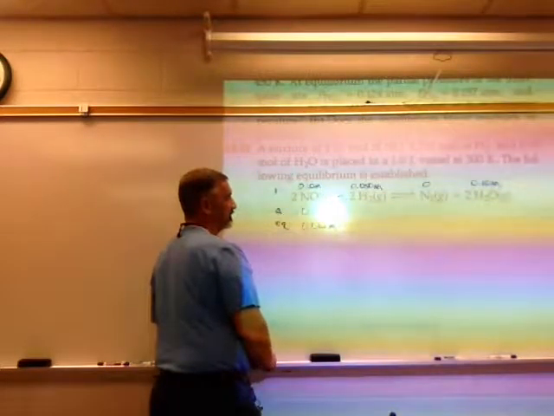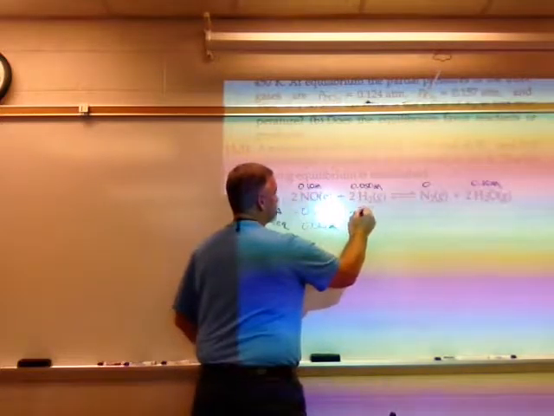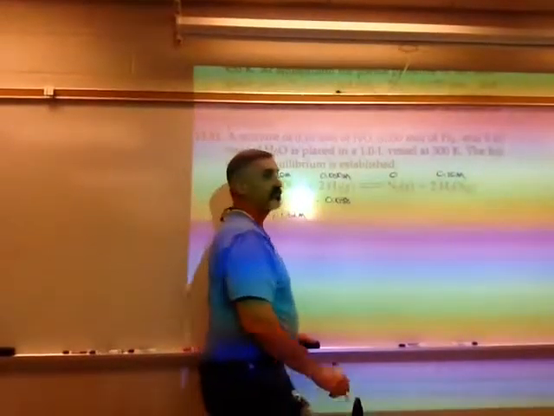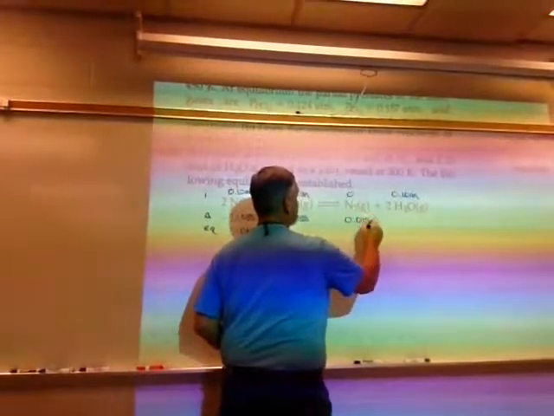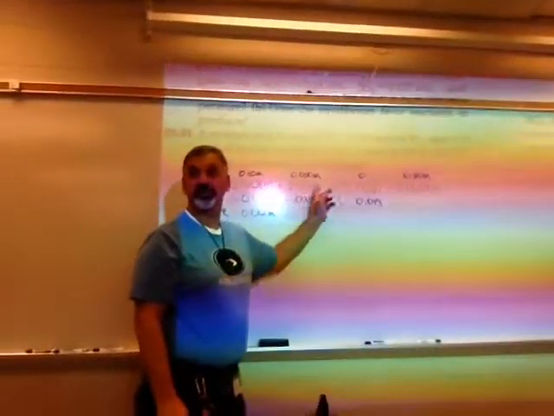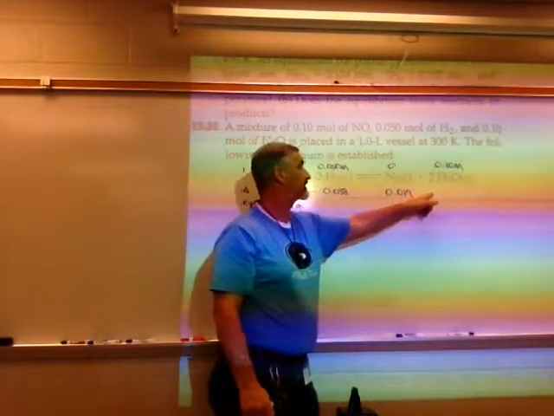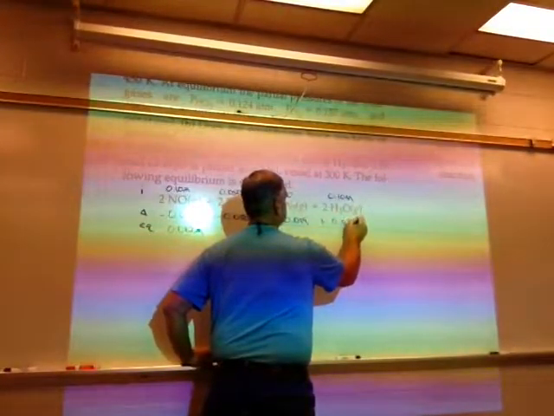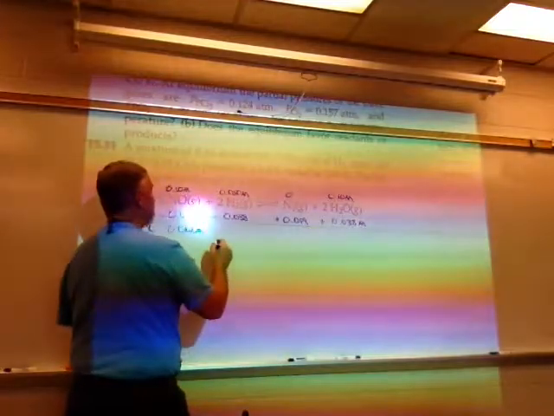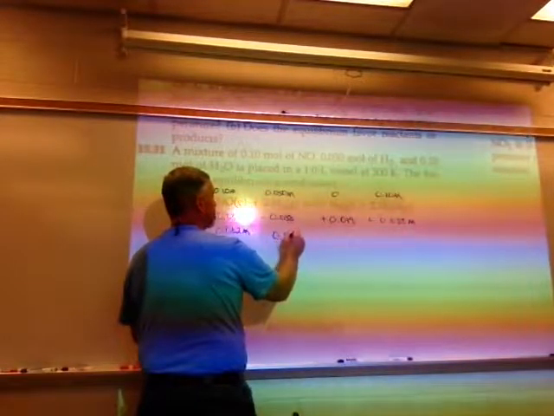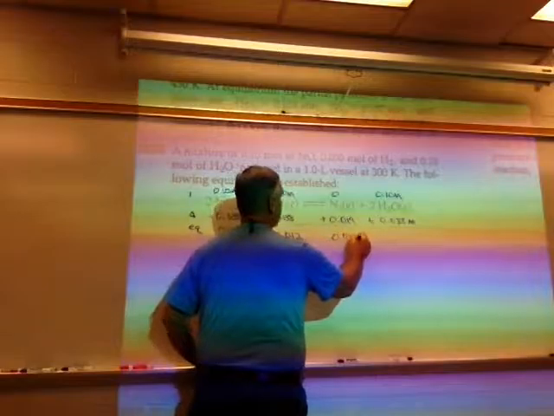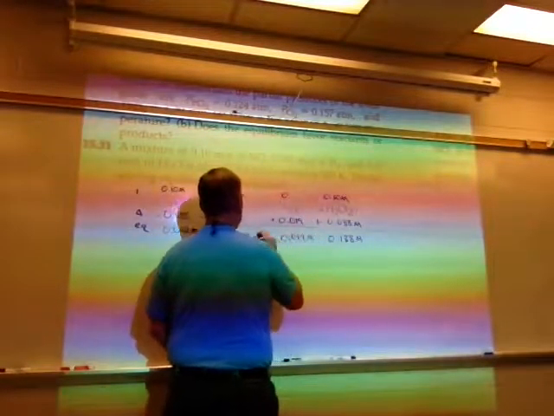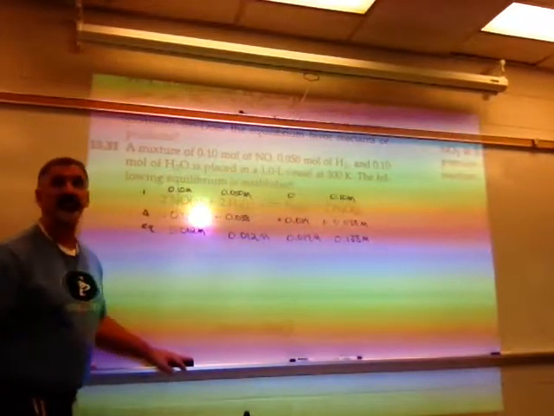So since it's 1 to 1, what's this one going to be? Or 2 to 2? Minus 0.038. This one's going to be half, 2 to 1, that's the coefficients. Okay? And then this is a 2, so this is going to be plus 0.038. So at equilibrium, then, we're going to get 0.012, 0.019, 0.138.